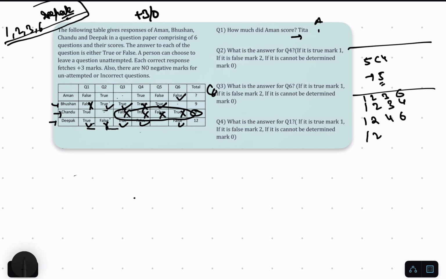So this case was 1 3 4 and 6. Okay, so we are left with only the last case to check: one wrong and the rest all correct. Okay, and as soon as we are done with this, we are done.